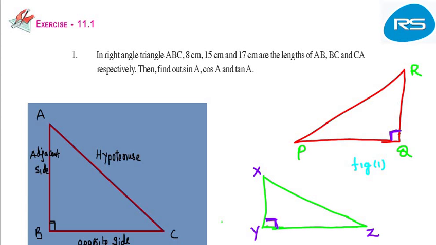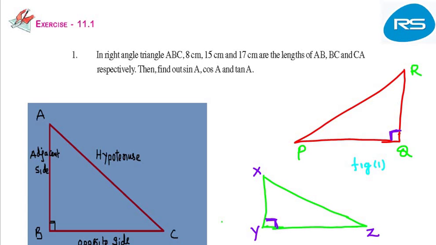To do this sum, the majority of children are confused about identifying the 3 different sides in a right angle triangle. So what are the 3 different sides in a right angle triangle? We have hypotenuse, opposite side and adjacent side. First, we'll identify those 3 sides perfectly. After that, we'll go to the sum.